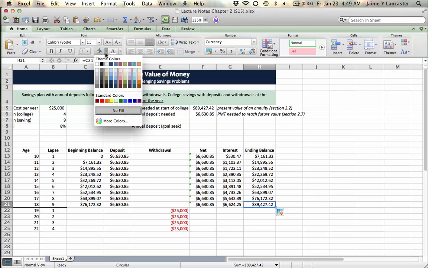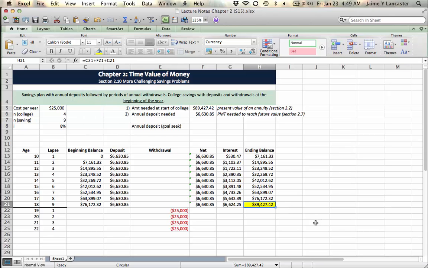$427. That's the first thing that you want to check. Does this number equal what you think you should get here? If not, go back and check your cells. Make sure that your interest is based on your beginning balance and your net deposit. Make sure that your ending balance is based on your beginning balance, your net deposit, and your interest. Make sure that this number is the same all the way down. Double check that interest grows, and by then you probably will have found your problem.